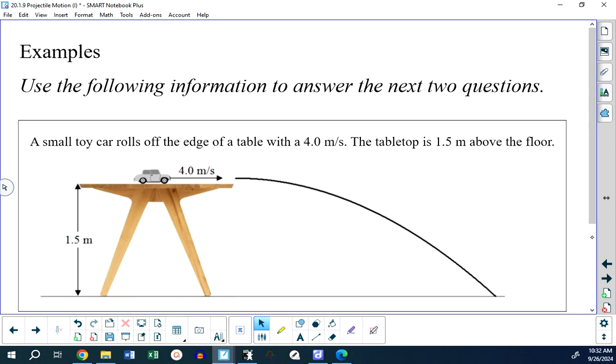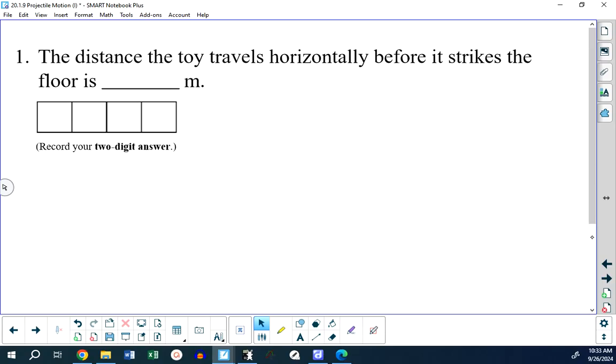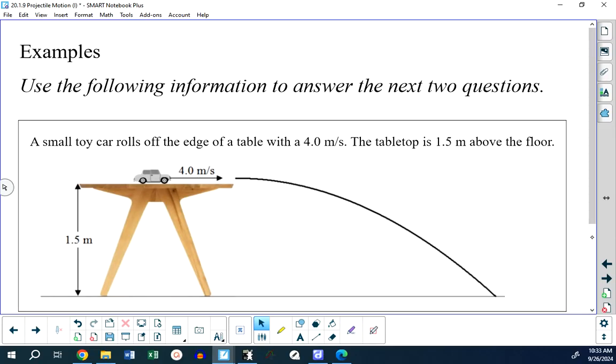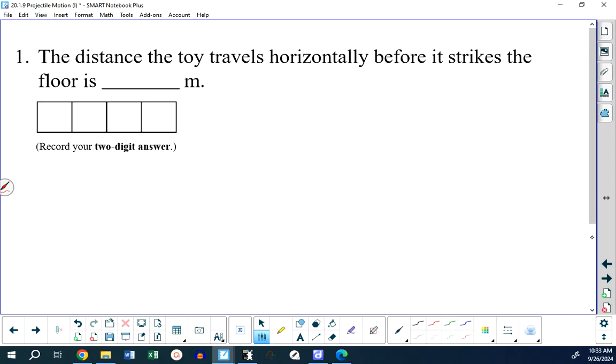A small toy car rolls off the edge of a table at 4 meters per second. The top of the table is 1.5 meters above the floor. Question is, where does the toy car strike the ground? So if we were to draw this, you've got this arc drawn here. What I am asking you to determine is this displacement of the car. Is that displacement of the car a vertical thing, or is it a horizontal thing? It's a horizontal thing.